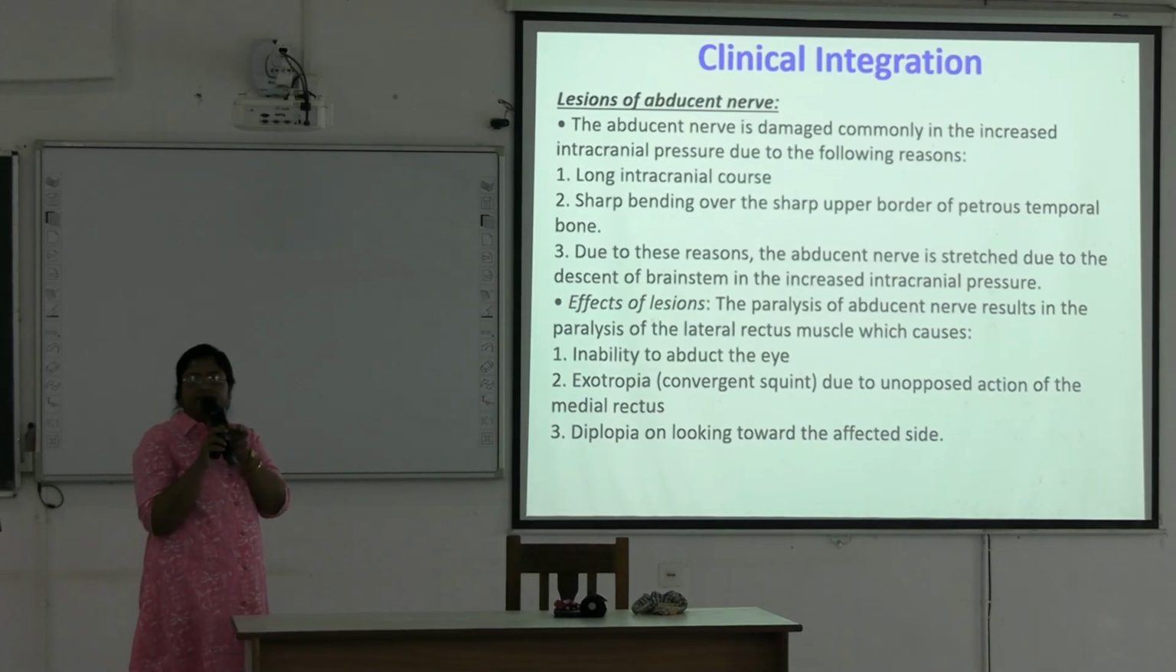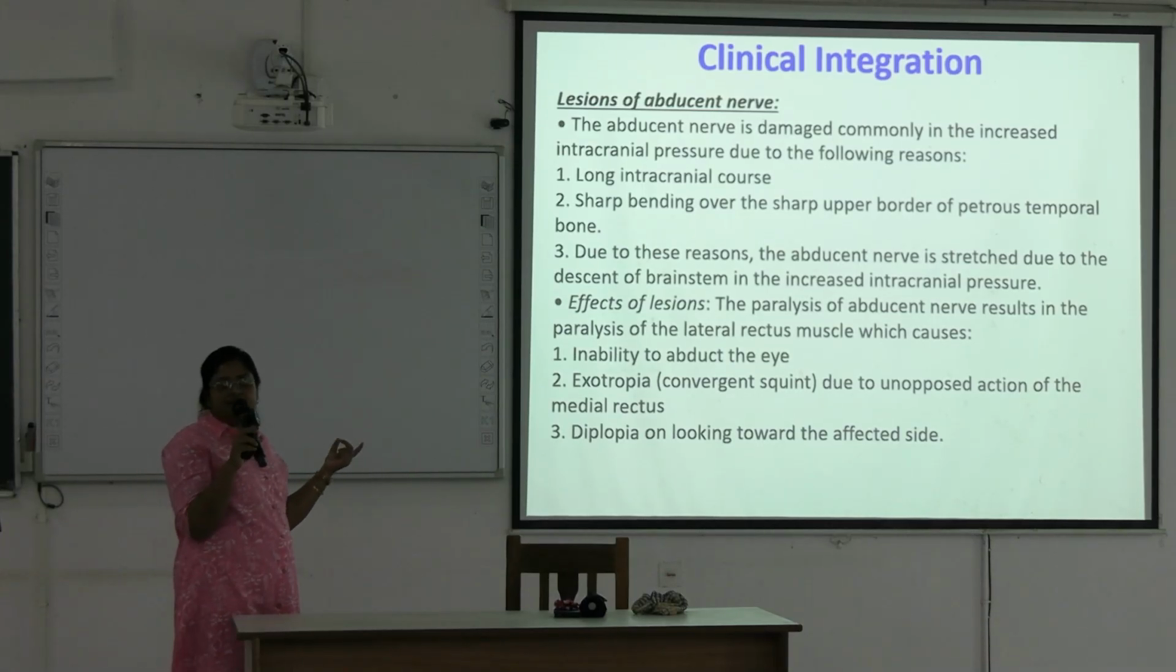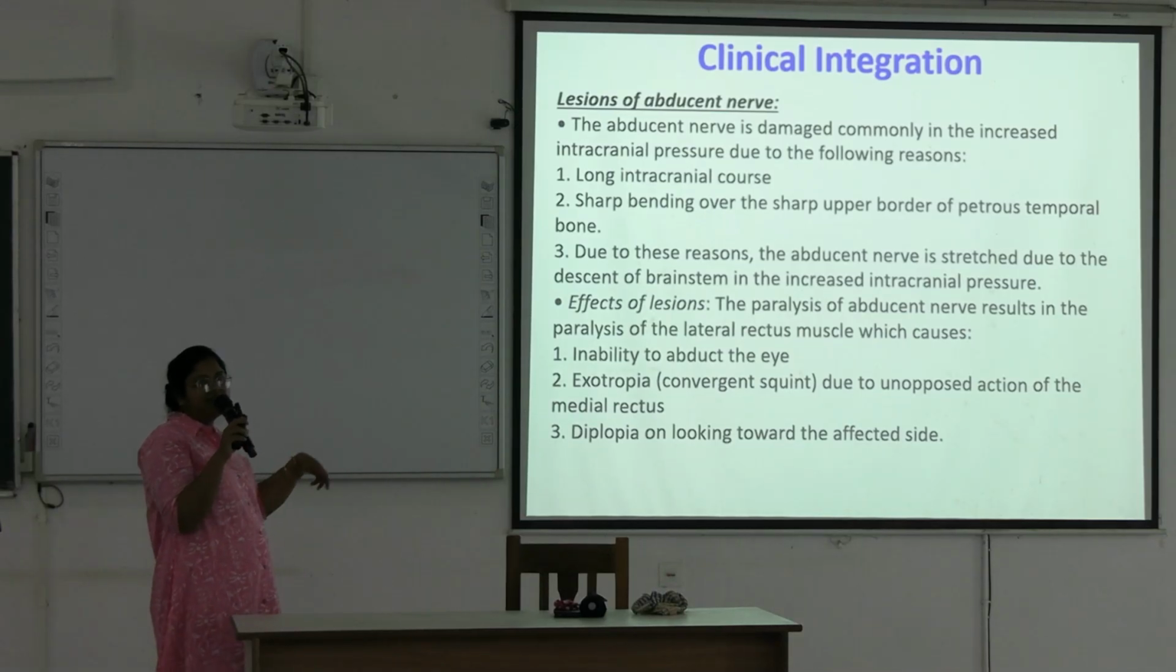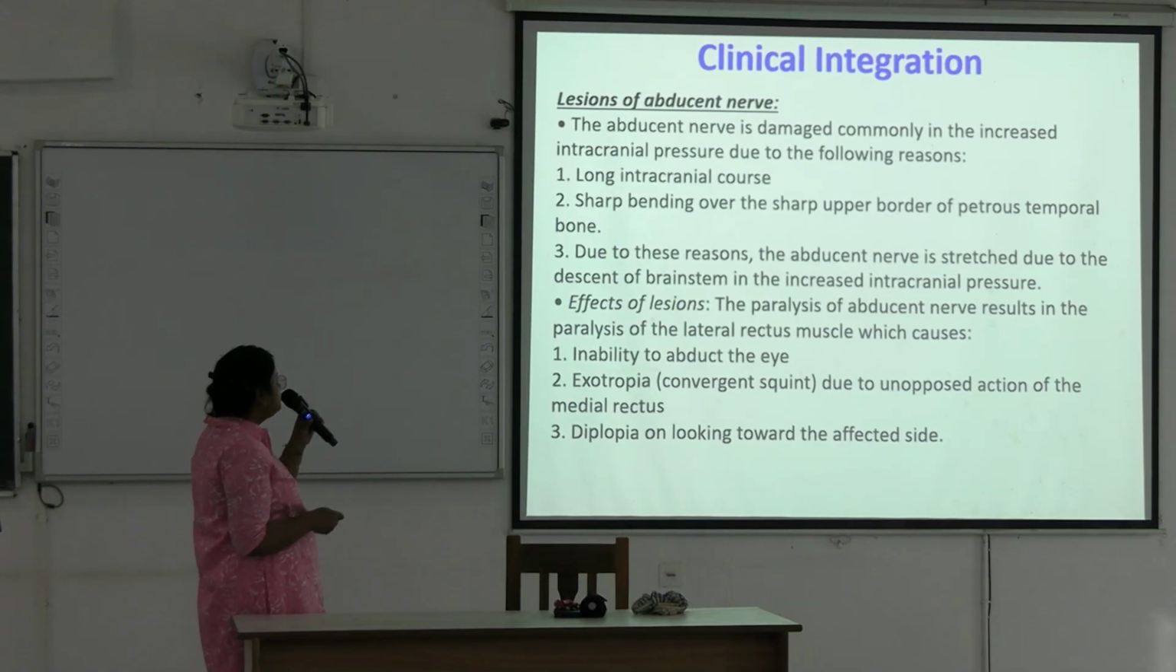Brainstem herniation occurs in increased intracranial pressure. During increased intracranial pressure, this nerve is most commonly stressed because it has a long intracranial course. And what will be the symptoms?